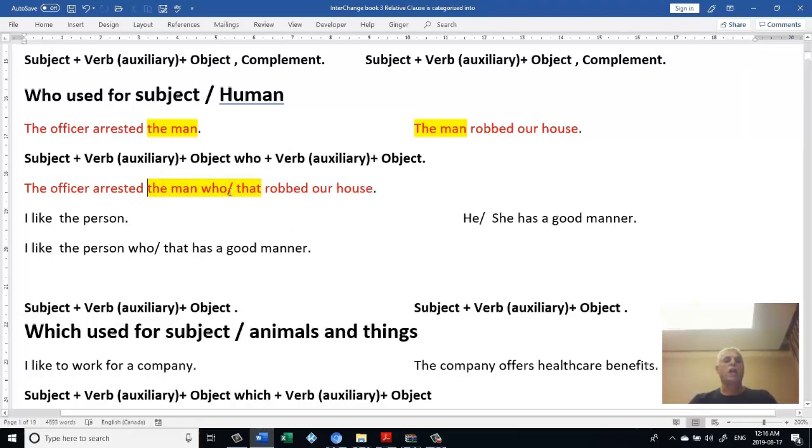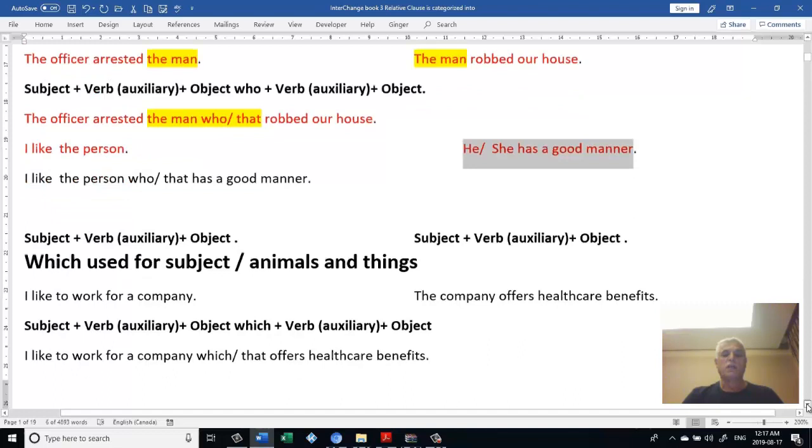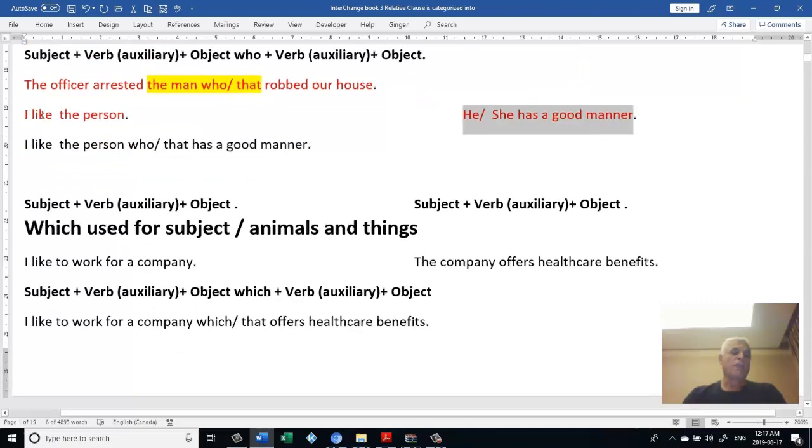That's how, because this pronoun is describing the sentences here. I like the person. Then the second sentence could be he or she has a good manner. We say first step, we look to the common between the two sentences. We have here I as subject, then like is the verb, then the person is the object.